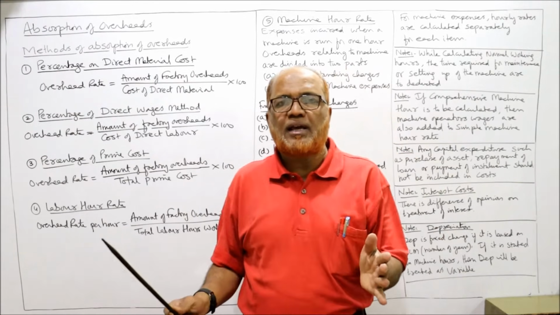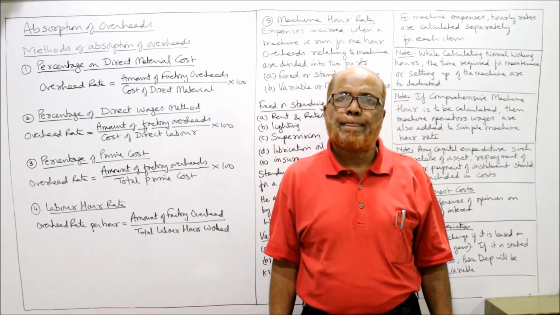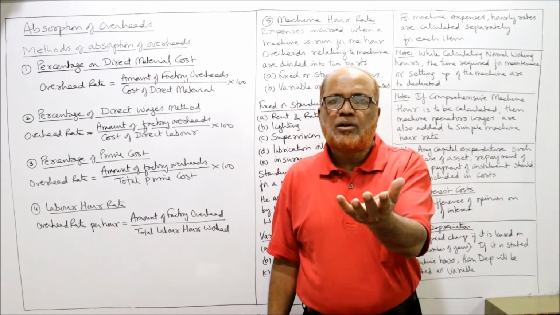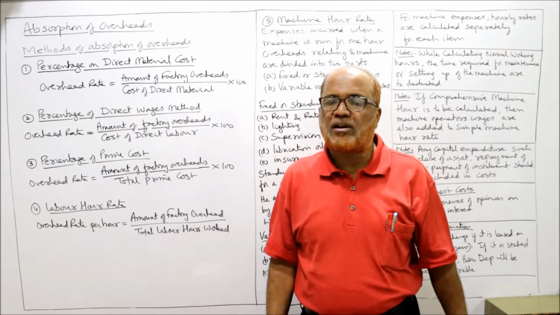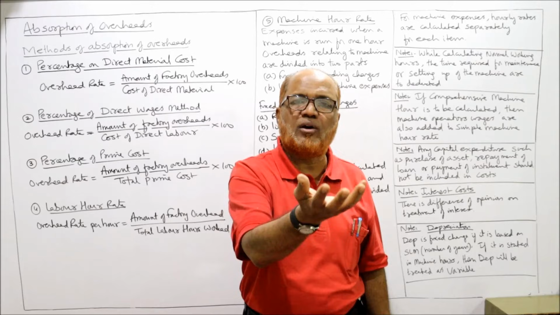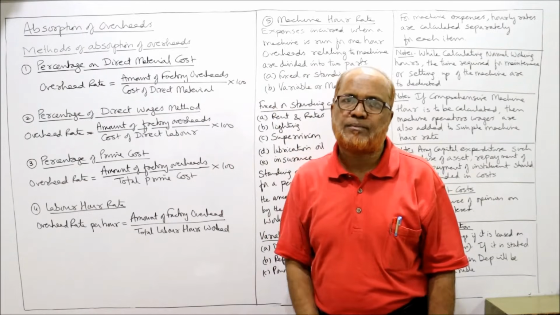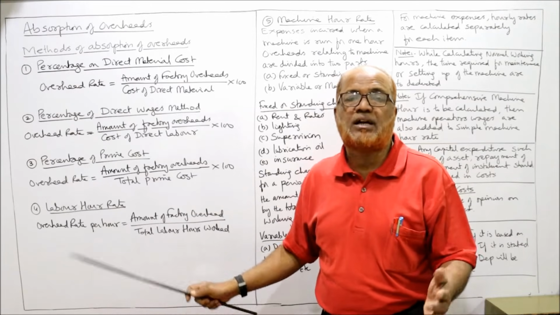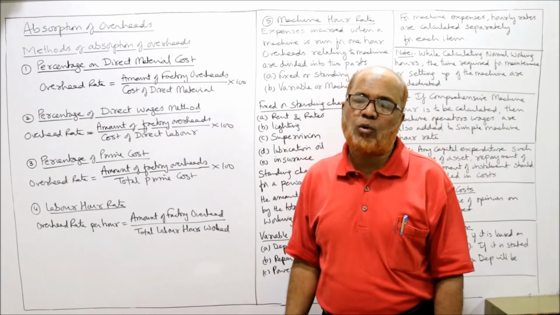अब कोई प्रोडक्ट बनाने के लिए कितने घंटे यूज हो रहा है ये देखेंगे. Suppose 100 hours are used in order to make a product. So for every hour 10 rupees factory overhead. So 100 into 10, 1000 rupees factory overhead will be charged to that product. This is based on labor hour rate. This is also one of the methods of absorbing overhead.